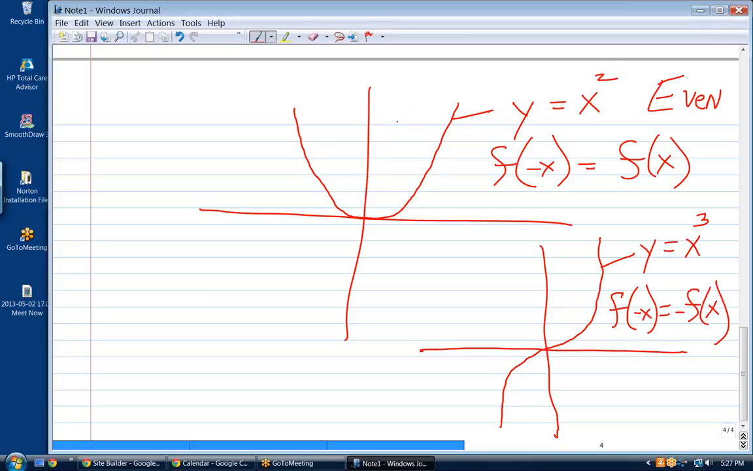The even function has symmetry about the y-axis. It is reflected about the y-axis. The odd function has symmetry about the origin.